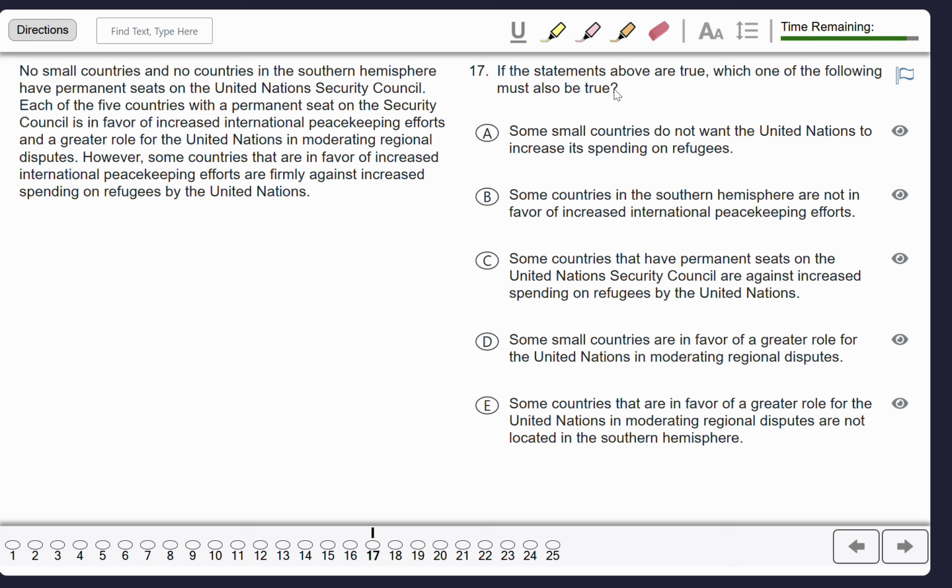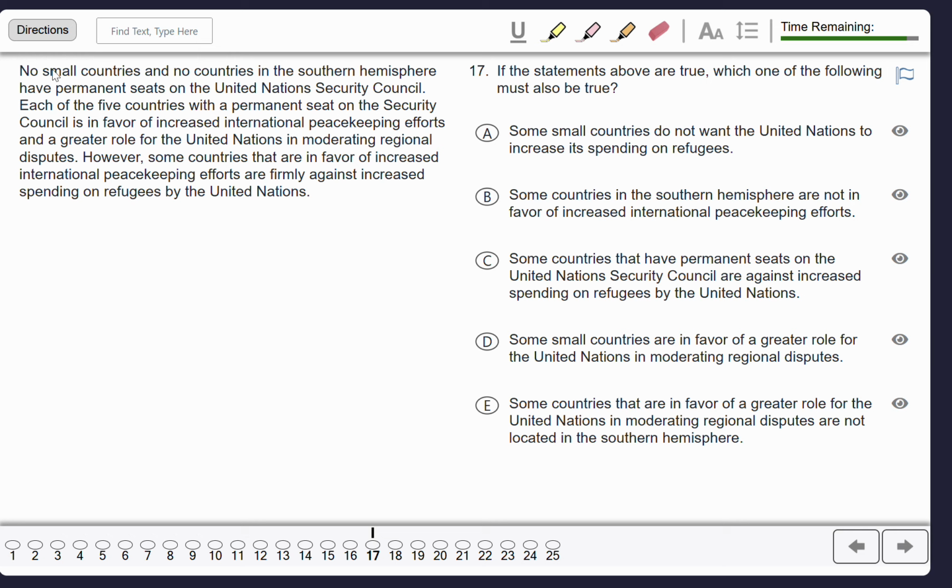And one thing about must be true questions is that they really lend themselves to diagramming. They diagram really, really well. This is a very good way of solving these. Other question types, must be false, parallel reasoning, parallel flaw, these also lend themselves to diagramming, but certainly must be true questions.